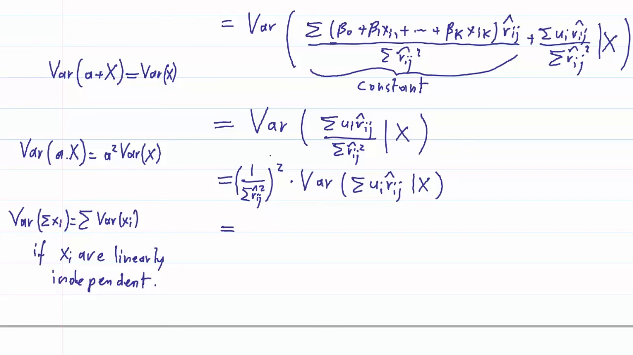So let me rewrite that. First I'll simplify the constant in the front. I will just have the sum of 1, and 1 squared is 1. Rij hat squared, and the bottom is squared. The whole sum is squared. Times the sum of the variance of the ui times Rij hat, conditional on x.